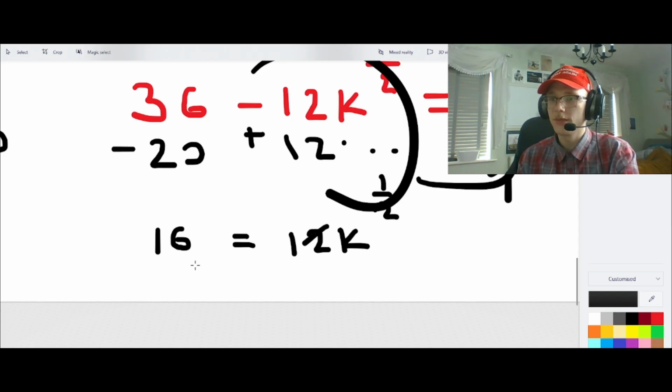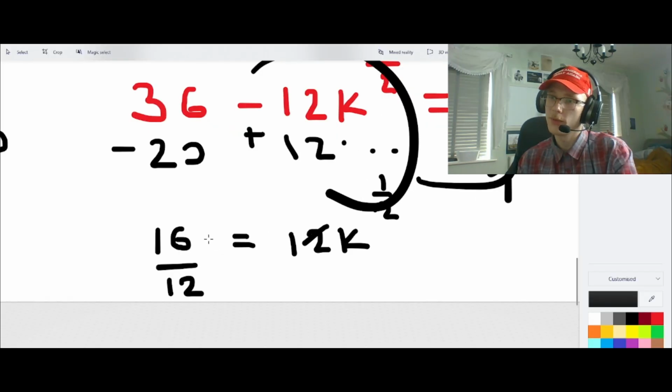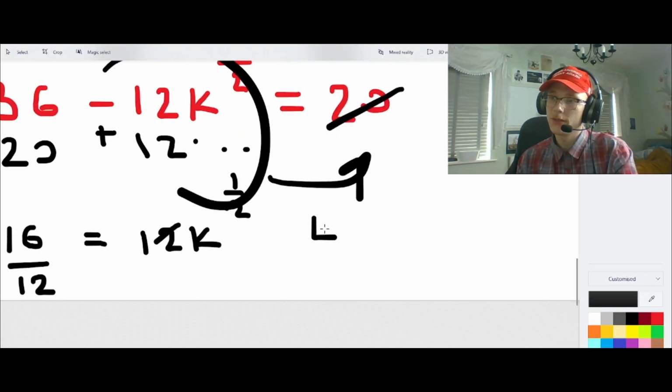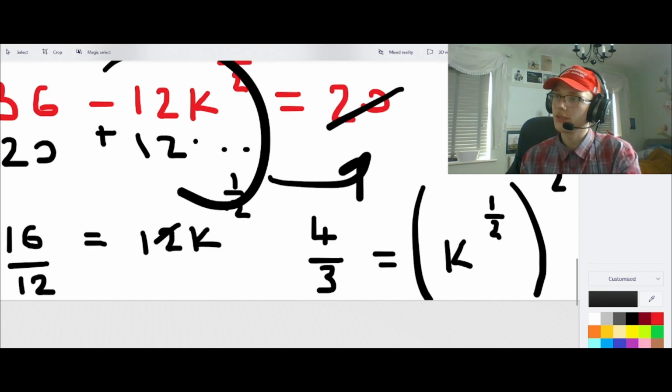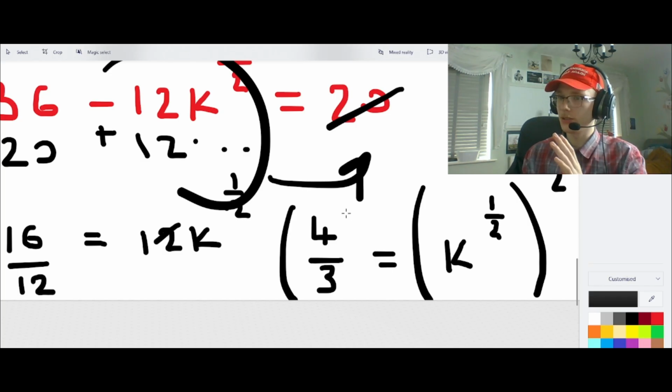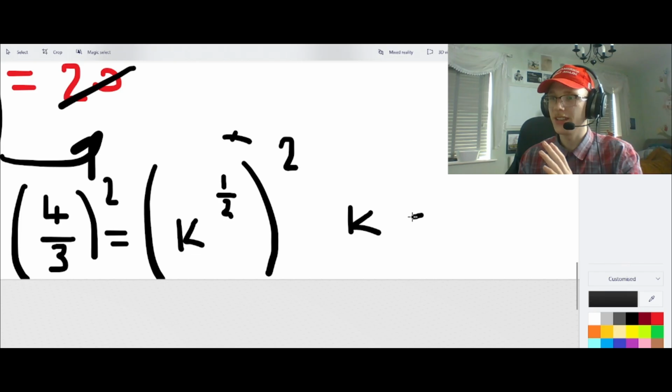Now you choose to divide this by 12. This can be simplified. Divide both sides by 4, so that gives you 4 over 3 as your simplification, which equals k to the power of a half. And now, because it's to the power of a half, to get rid of that half, you're going to have to square it. We're going to have to square this side as well. And what that will give us is k will just end up equating to 16 over 9.